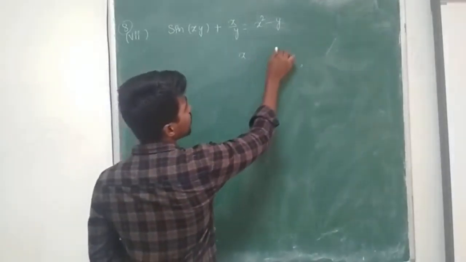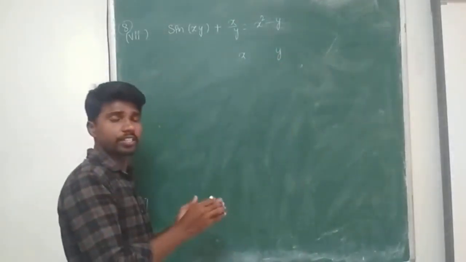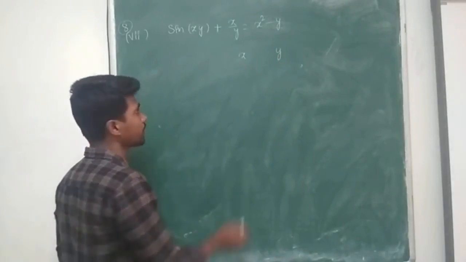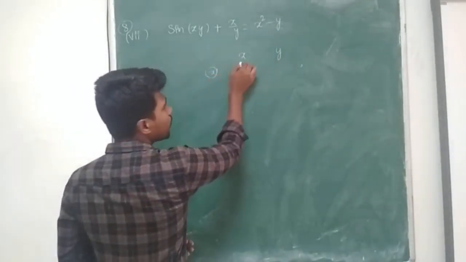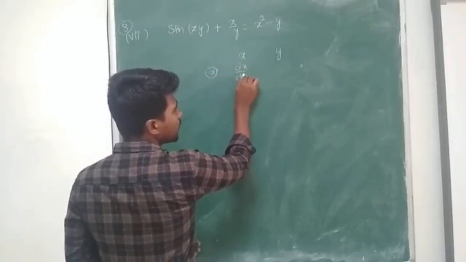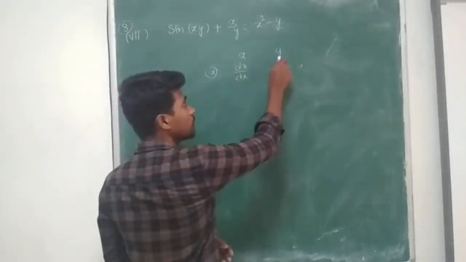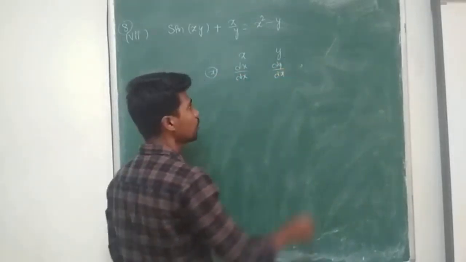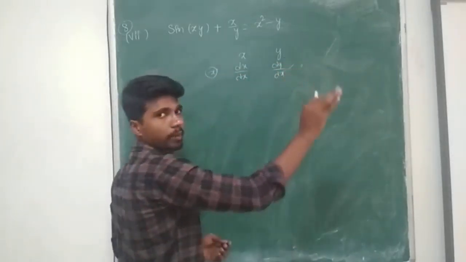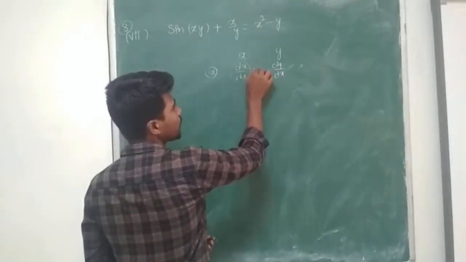So I have x and y. If I differentiate with respect to x, what do we get? We get dx by dx, and for the same y we get dy by dx. So dy by dx stays dy by dx, but dx by dx we get 1.